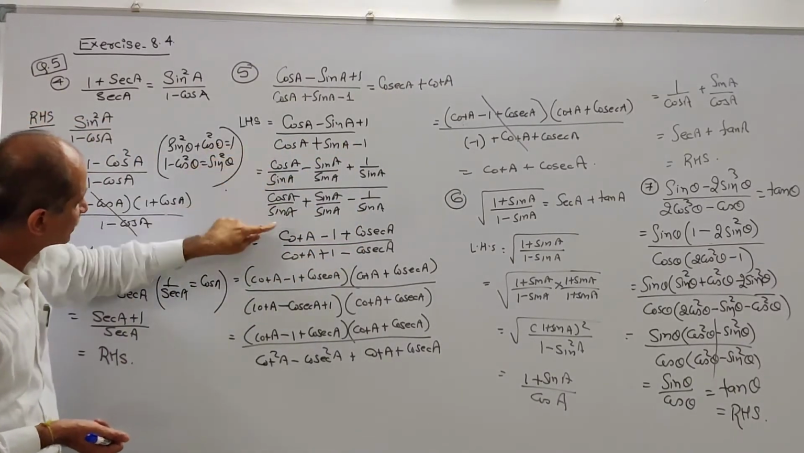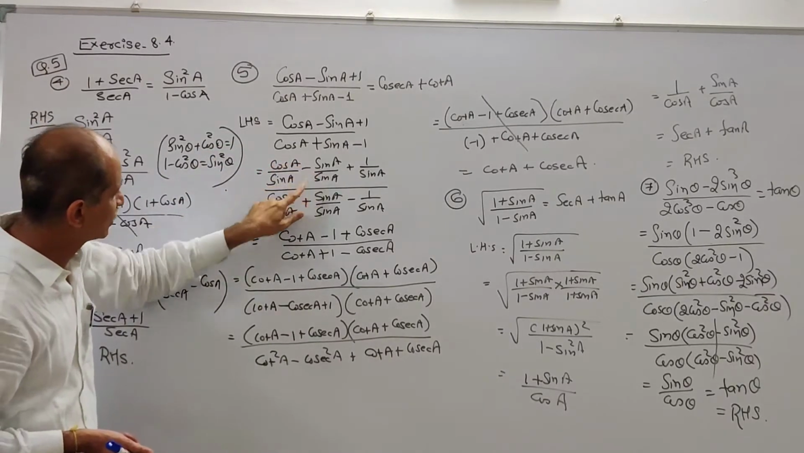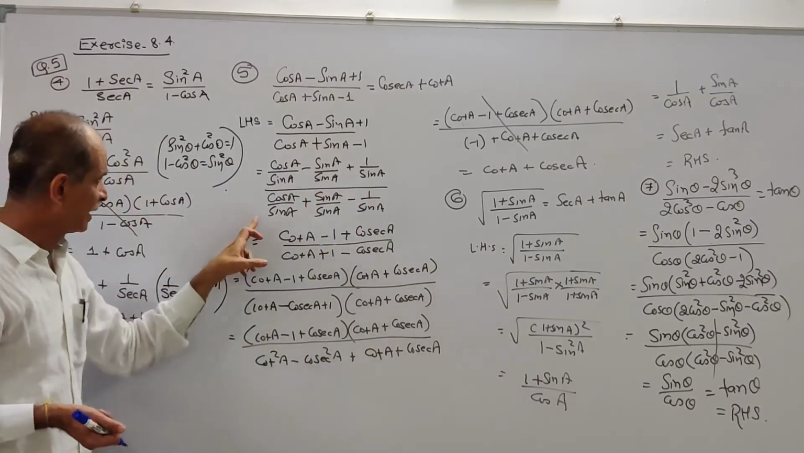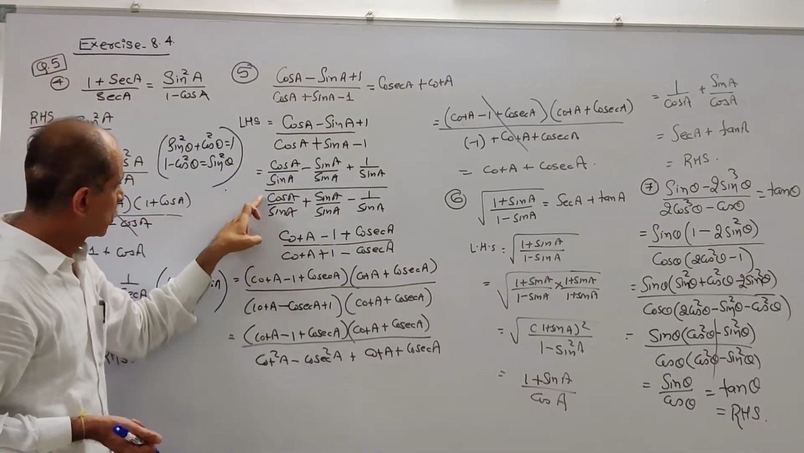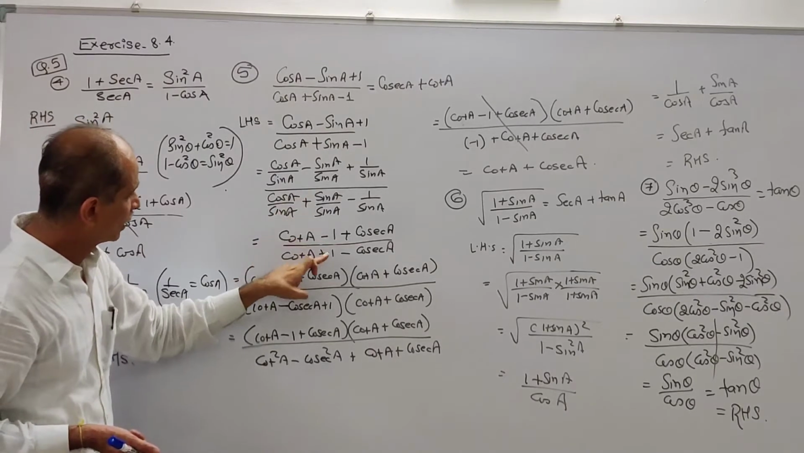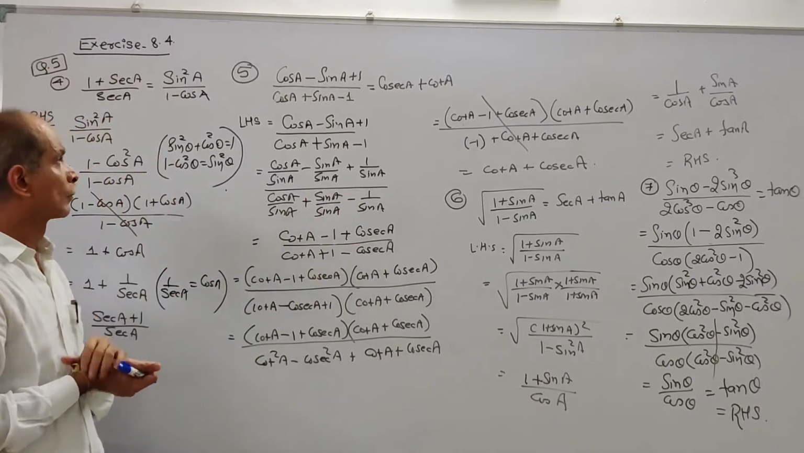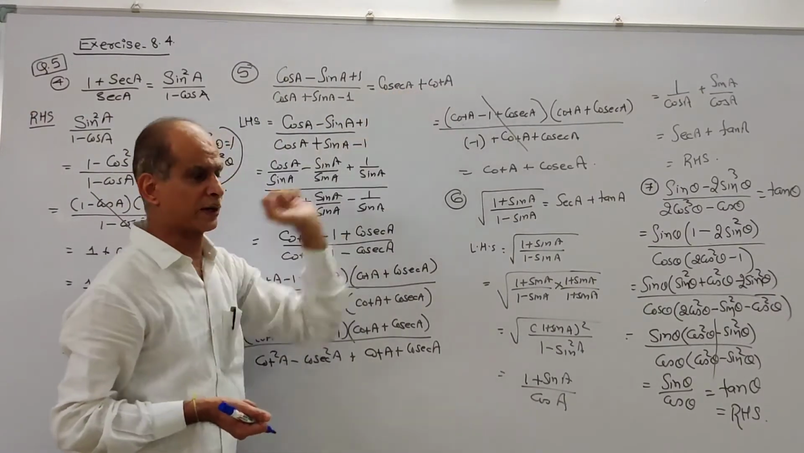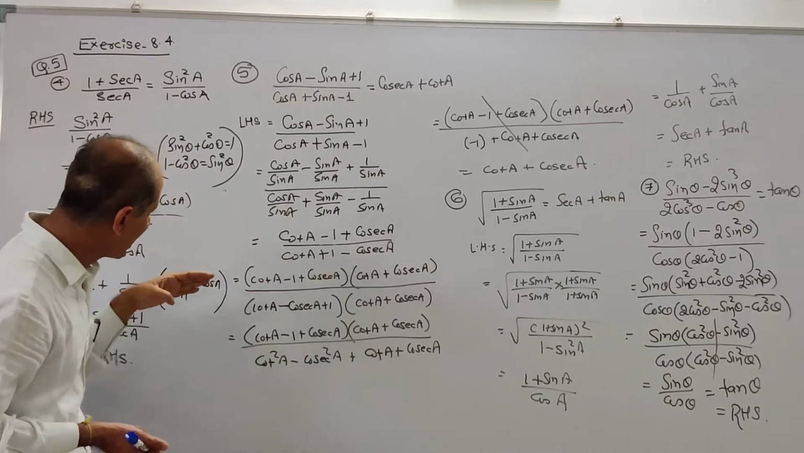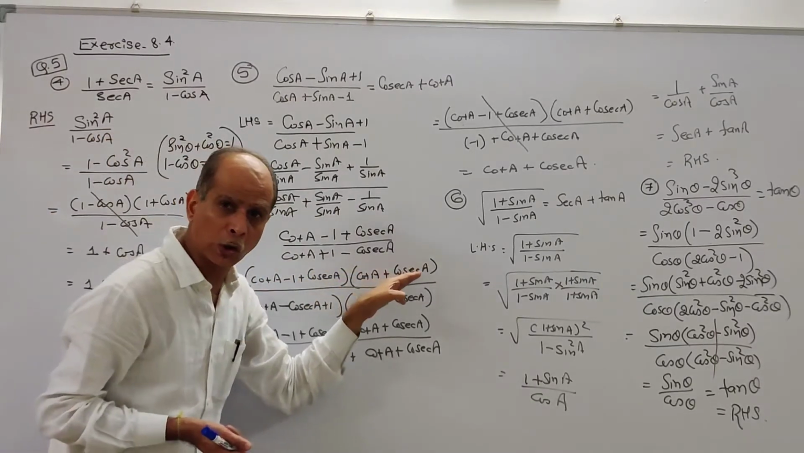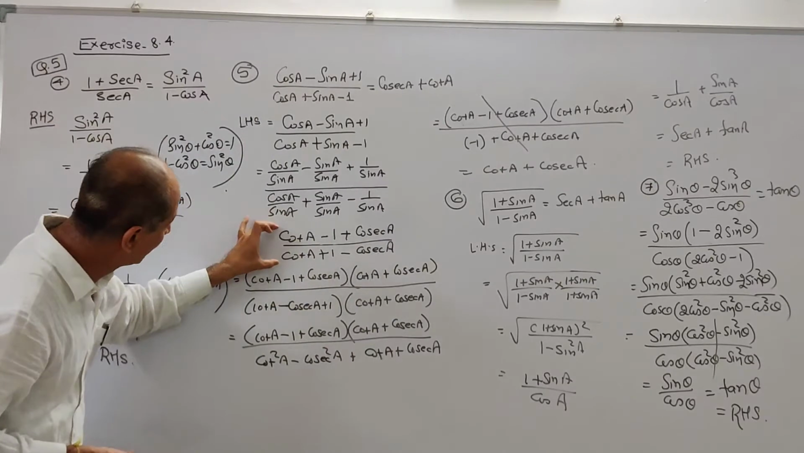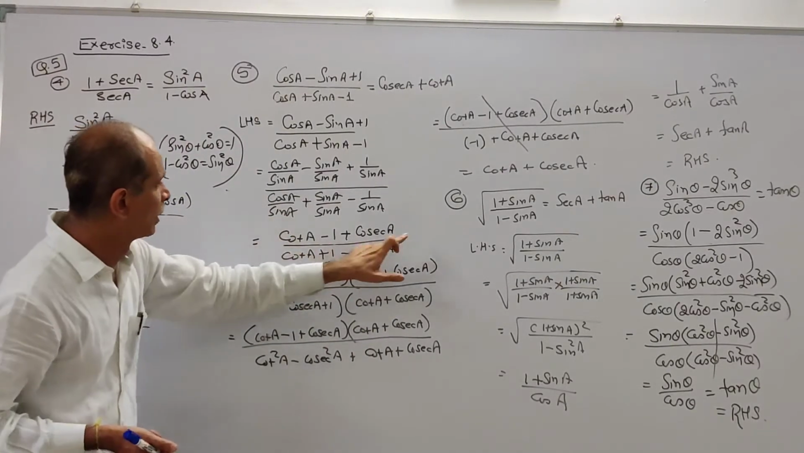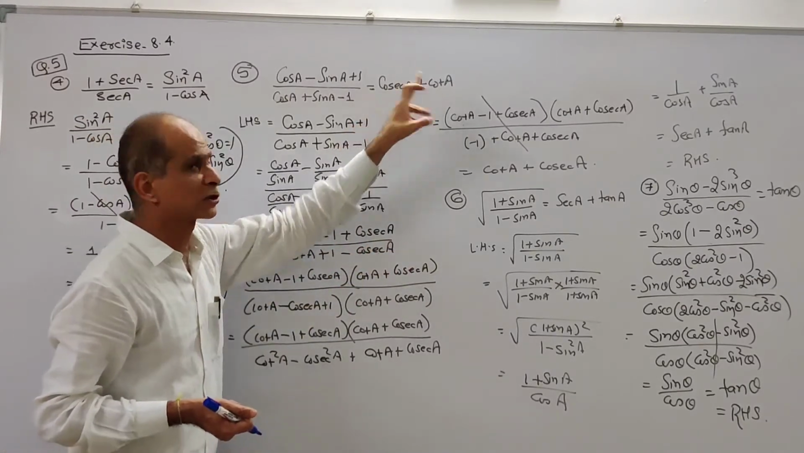Now we know cos A upon sin A is equal to cot A. Sin A upon sin A means minus 1, and 1 upon sin A means cosec A. Similarly, in the denominator, cos A upon sin A means cot A, plus 1 minus cosec A. Now you know your RHS is cosec A plus cot A. But here you don't have cosec A plus cot A. So multiply the given expression by cot A plus cosec A.